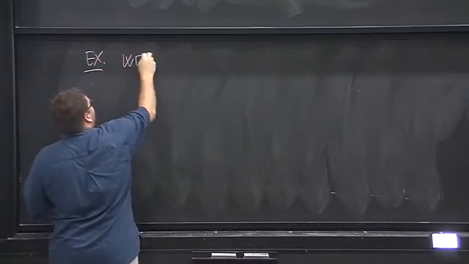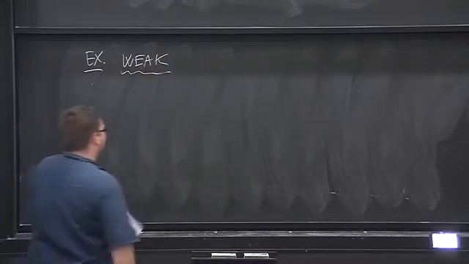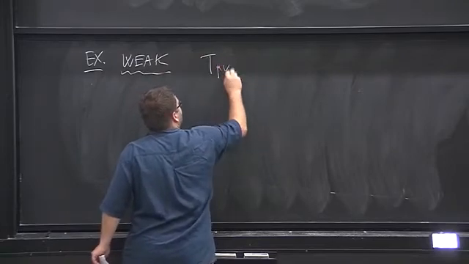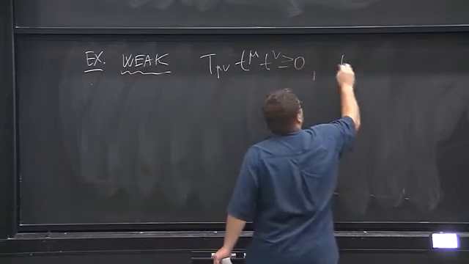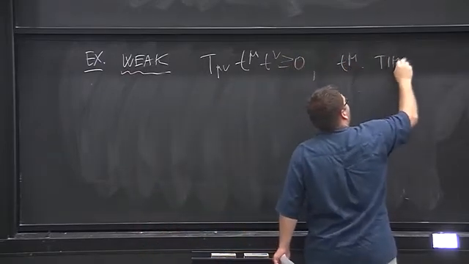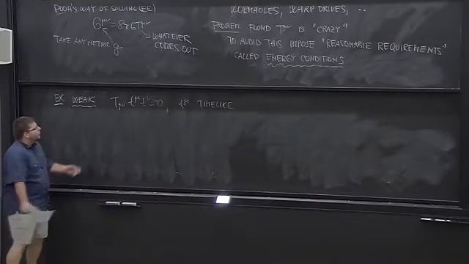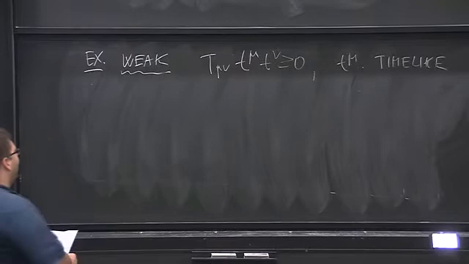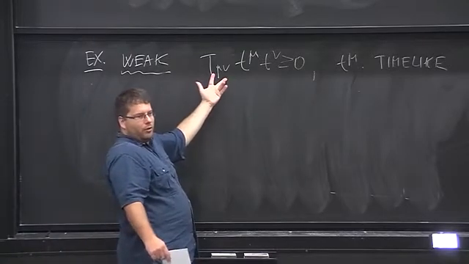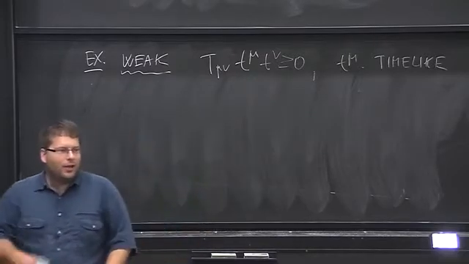So an example would be the weak energy condition. Okay, and that simply says that whatever T mu nu I have, if I contract it with t mu and t nu, where t mu is any time-like vector, then this better be positive. So if I take t mu to be 1, 0, 0, 0, what you are saying is that T00, which is the energy density, has to be bigger or equal than 0. So I cannot have negative energy densities.